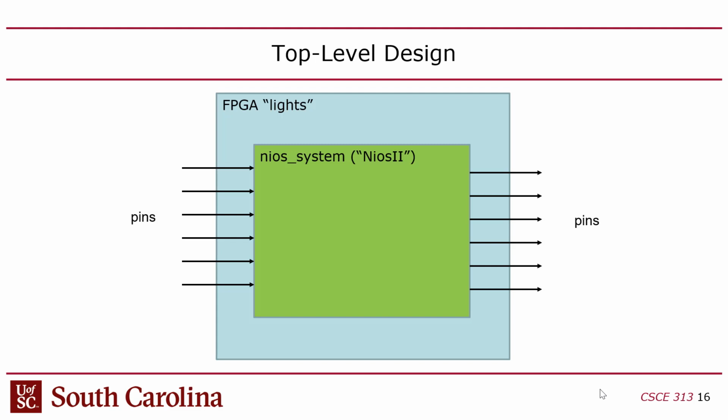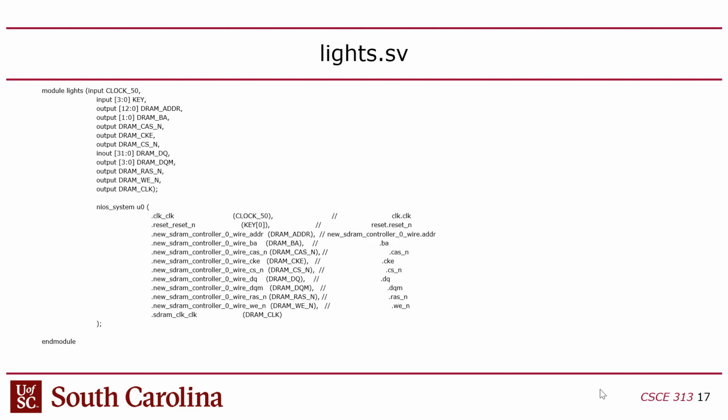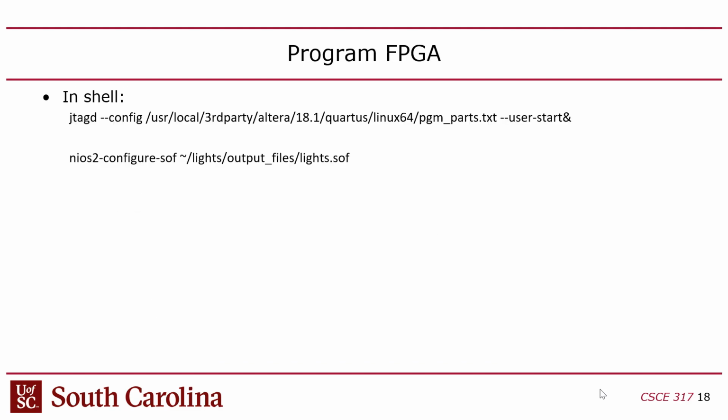When I say wrapper, I mean that's the top level function, but all it does is make connections between the real pins on the FPGA and the pins that are on your Neos system. That's all it does. That's why it's called a wrapper. It basically consolidates the interface. That's what it looks like.